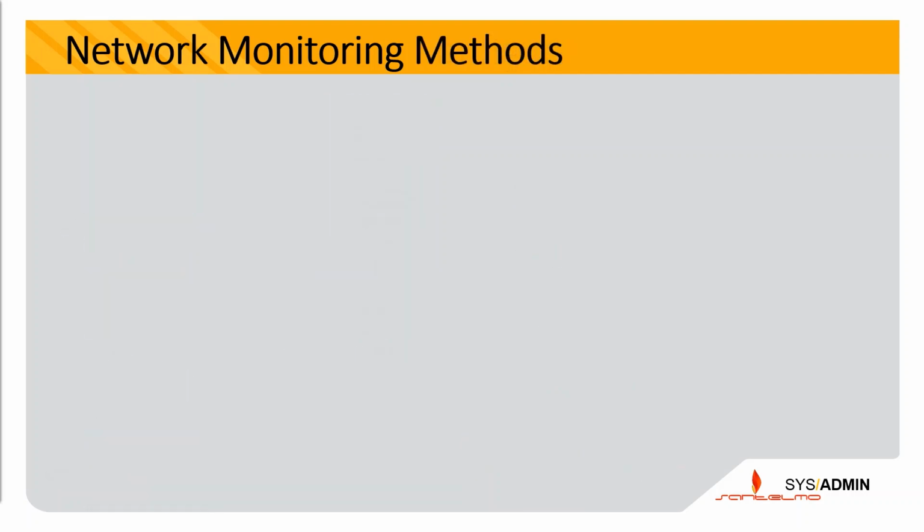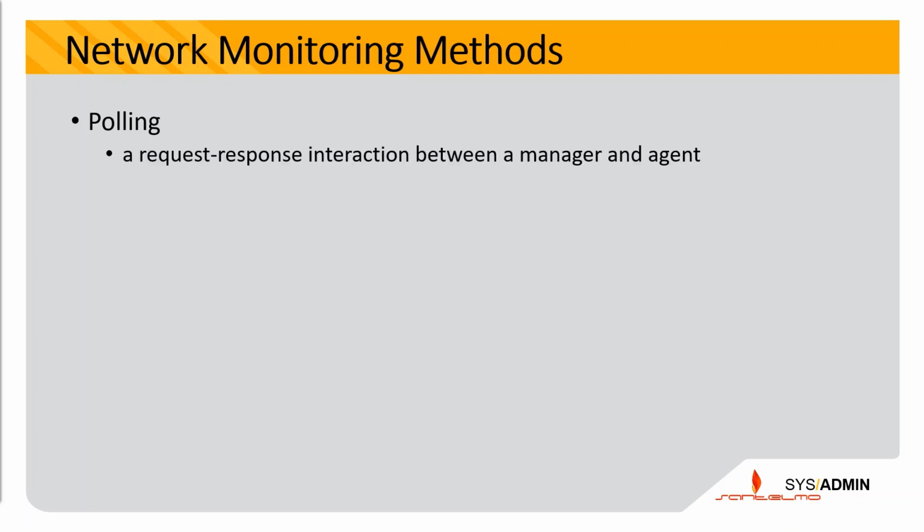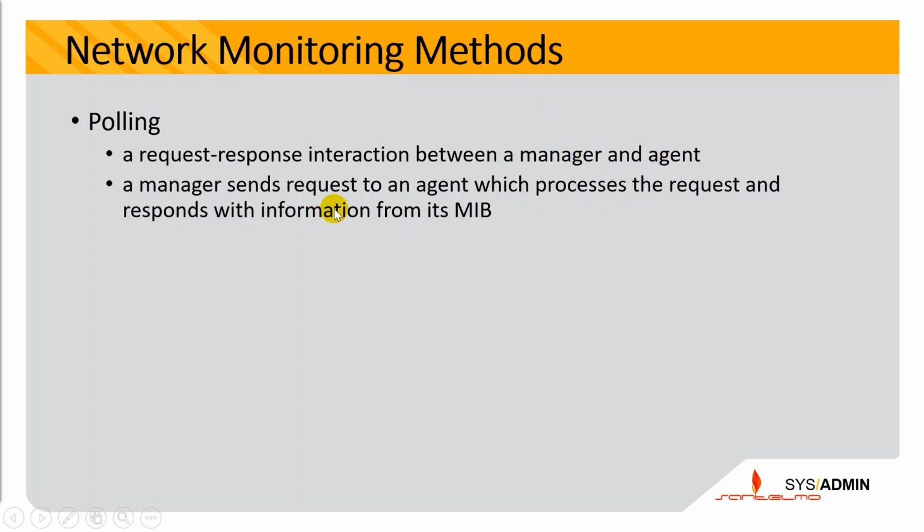Next, network monitoring methods. How do we monitor the network? One is via polling. When you say polling, this is a request-response interaction between the manager and the agent. Polling is initiated by the manager going to the agent. So a manager sends a request to an agent, which processes the request and responds with information from its MIB.